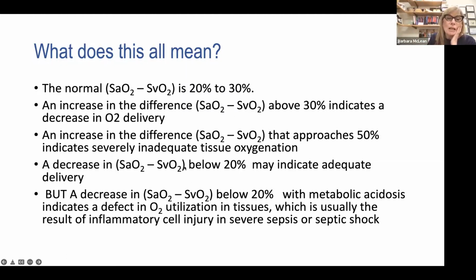So a decrease in SA minus SV below 20% might mean you did a great job, but you don't know that until you look at whether or not the patient has acidosis, because a decrease in the SA minus SV below 20% in persistence with metabolic acidosis means that you now have a problem using oxygen at the cellular level, and you're shunting from artery to vein without releasing oxygen. I'm going to tell you that the most common reason that that occurs is because you're using aggressive vasopressors.